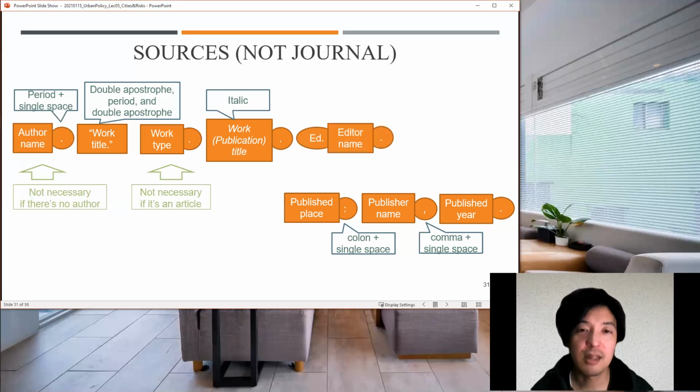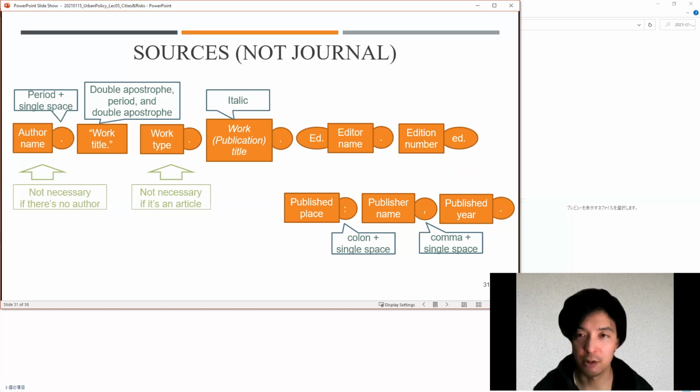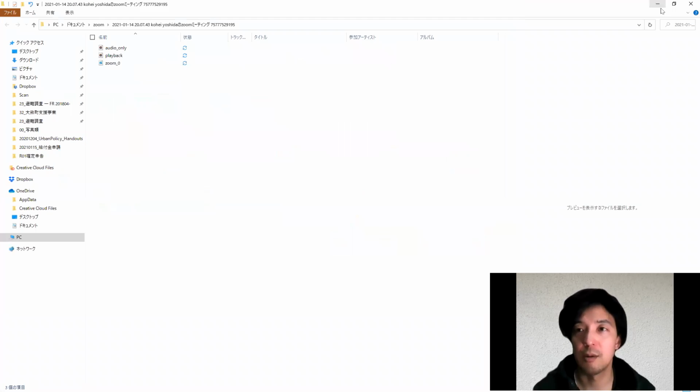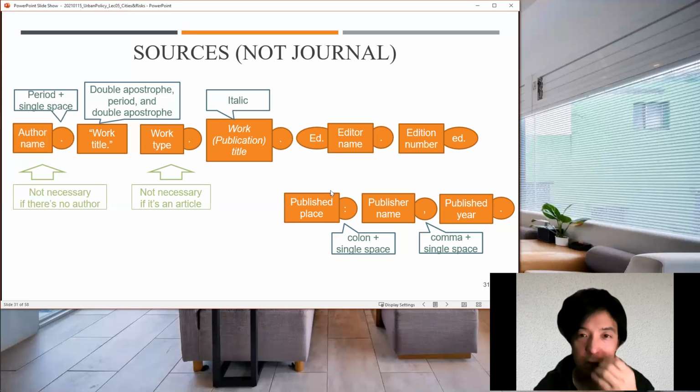Okay, in such a case, there is an edition or editor. If there is an editor in the book, you need the editor's name, and sometimes you need the edition number too. Okay, so this is how you write the source information for articles in books or some publications.